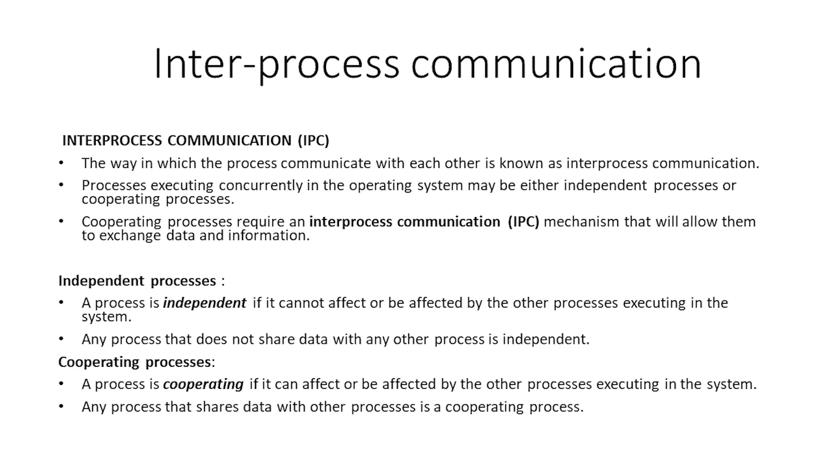So we will see what is an independent process and what is a cooperating process. An independent process is a process that cannot affect or be affected by the other process execution in the system. Any process that does not share data with any other process is independent. A cooperating process is a process that can affect or be affected by the other process execution in the system. Any process that shares data with other processes is a cooperating process.